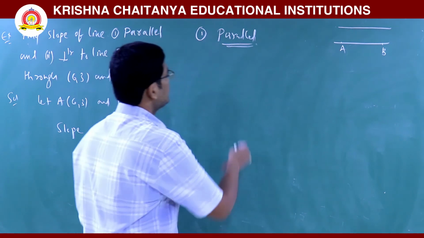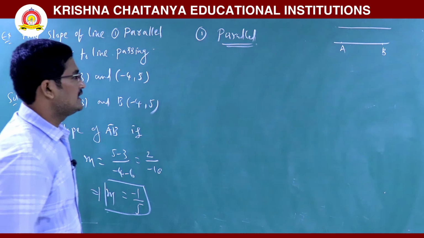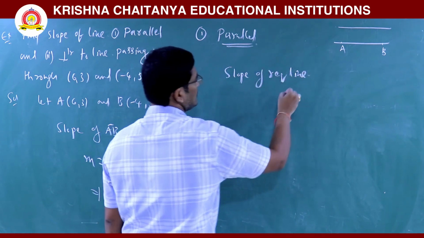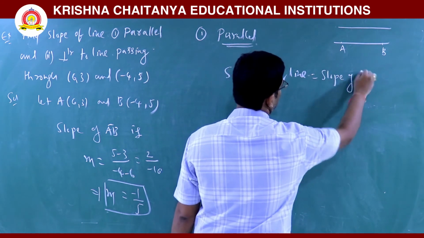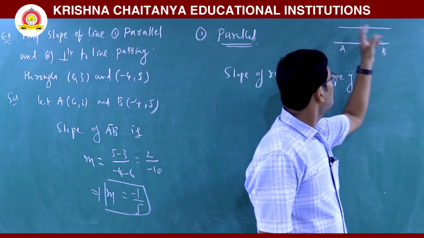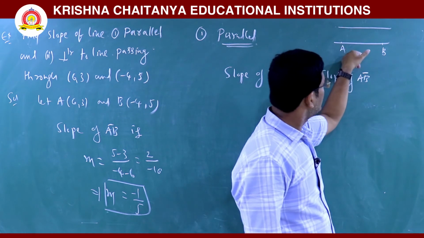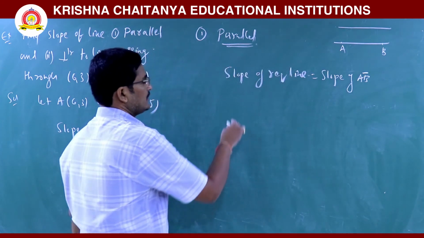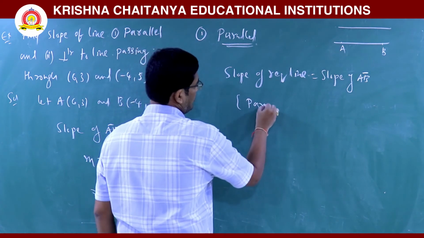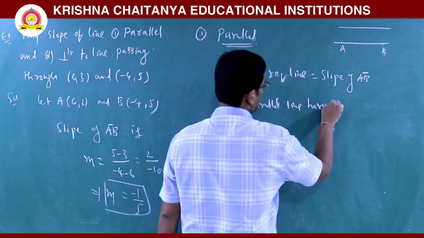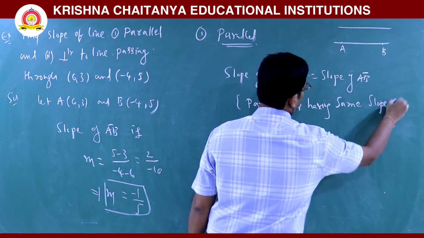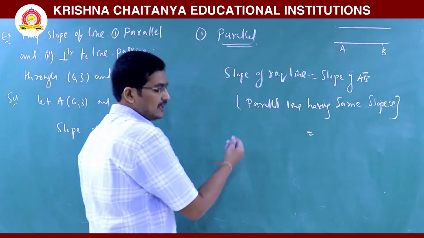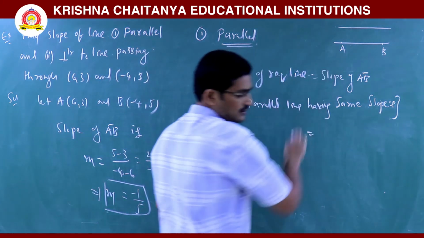So the slope of the required line is nothing but the slope of AB bar, because the required line is parallel to AB bar. Parallel lines have the same slopes. So the slope of the required line which is parallel to AB bar is the slope of AB bar.